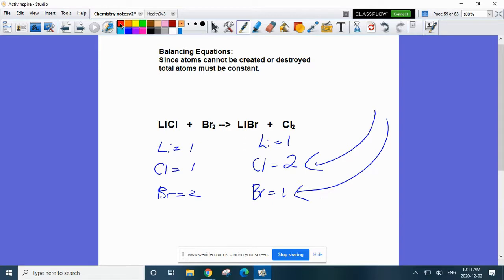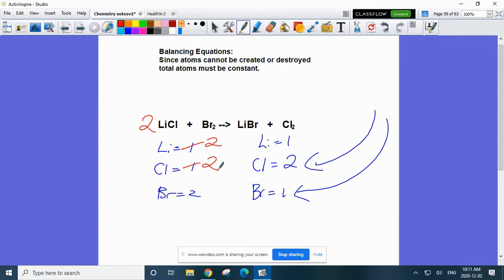So I can balance by changing the coefficients. So I'm going to start with chlorine here and get the chlorine balanced. So I'm going to put a 2 in front of here. By multiplying by 2, I now have 2 lithiums. I'll fix that in a moment. But now my chlorines are 2. So my chlorines are balanced.